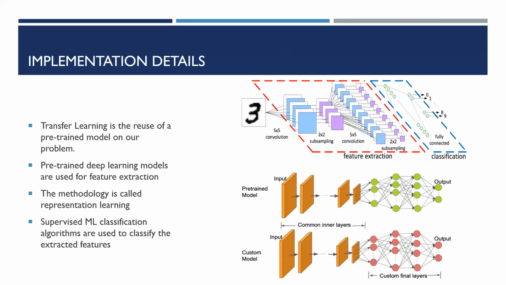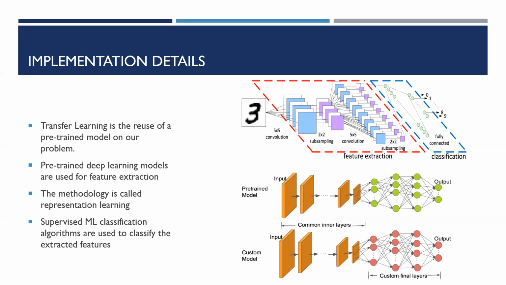Okay. Now let's move on to implementation details. Transfer learning is the reuse of a pre-trained model on our problem. To explain it in a simple way, transfer learning focuses on storing knowledge gained while solving one problem and applying it to a different but related problem. For example, knowledge gained while learning to recognize cars could apply when training to recognize trucks as well.